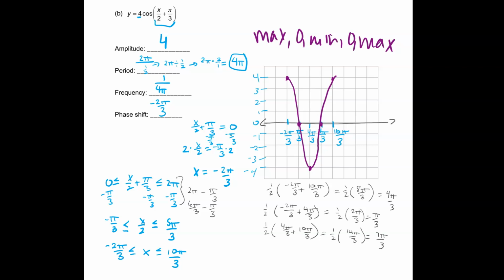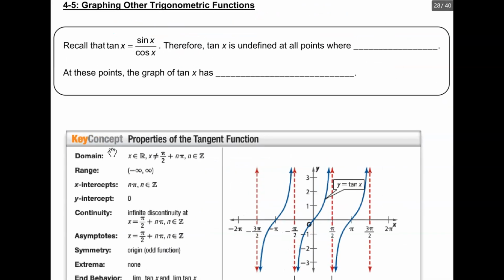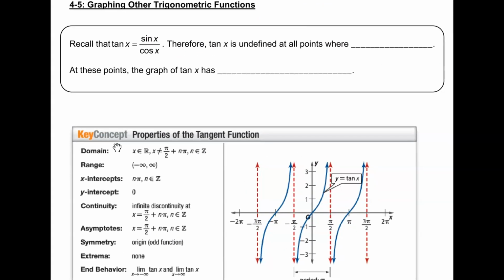And then I took a whole day for reviewing 4.4 and 4.5. So if we don't finish these notes today, we finish them tomorrow, and then the rest of the time we'll be working on the homework, aka that last page of the 2 worksheets I gave you.